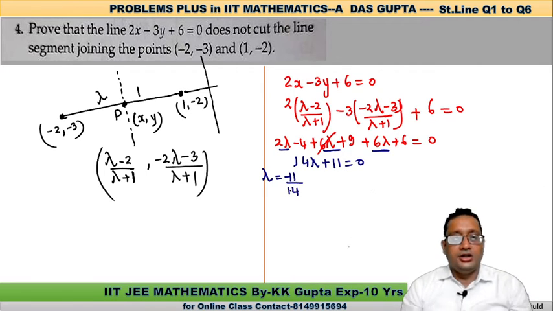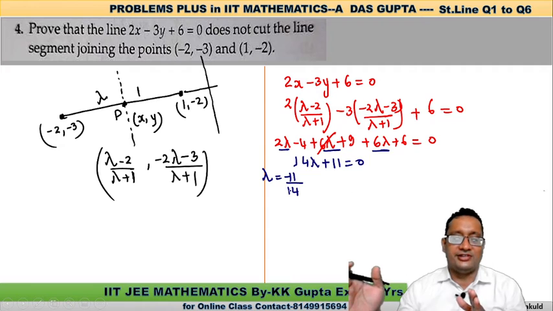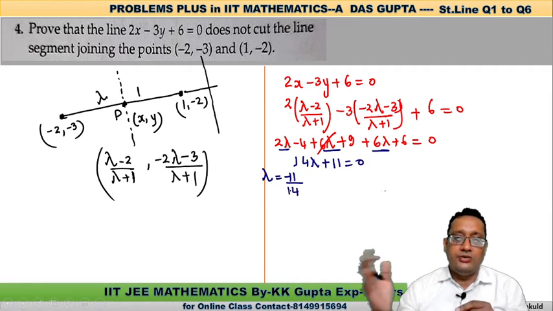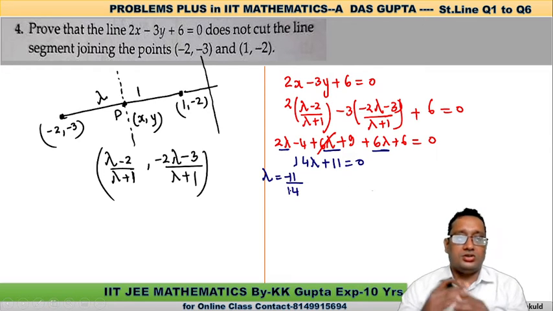It means the line does not cut the line segment joining these points. It is cutting externally. If we extend this line joining the 2 points, it will intersect the line externally. So we have proved that the line does not cut the line segment joining the points (minus 2, minus 3) and (1, minus 2).